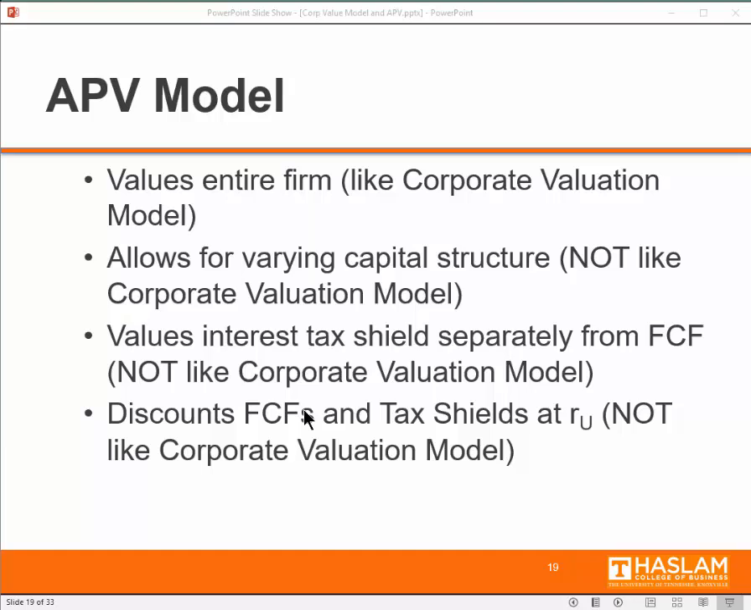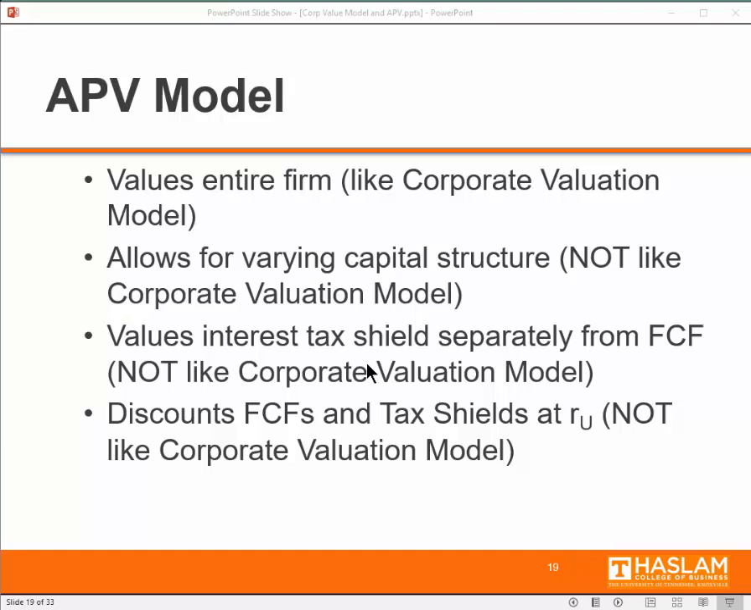However, the APV model does allow for time-varying capital structure, which the corporate valuation model does not. It values the interest tax shield separately from free cash flow, and that's not what the corporate valuation model does. And operationally, it discounts the free cash flows and the tax shields at RU, which is called the unlevered cost of equity, which is not the same thing as the weighted average cost of capital.